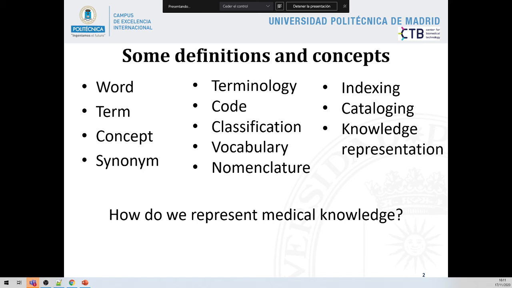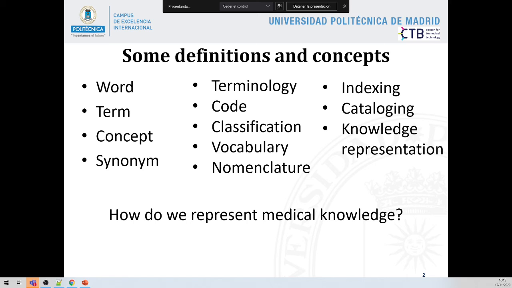Cataloging would be putting away or removing some things that we have. And by knowledge representation, we understand the action of representing the facts in reality. So how do we represent medical knowledge?